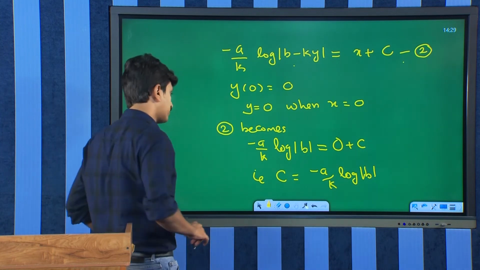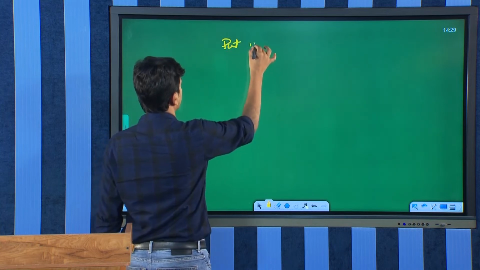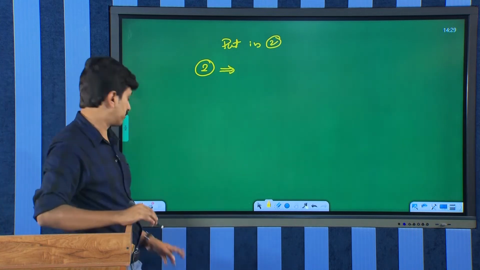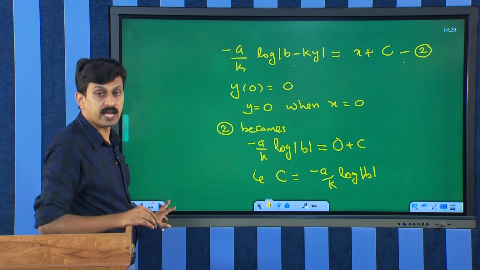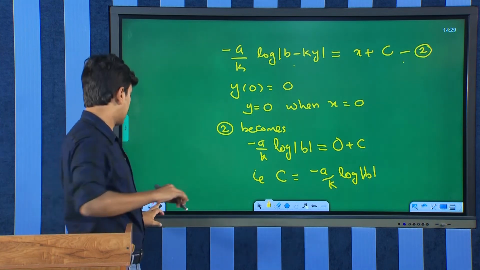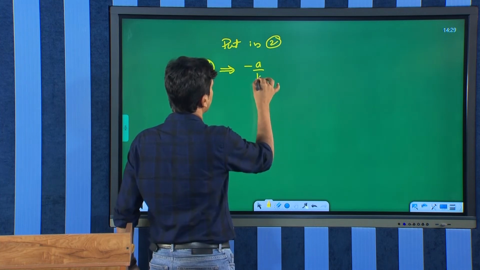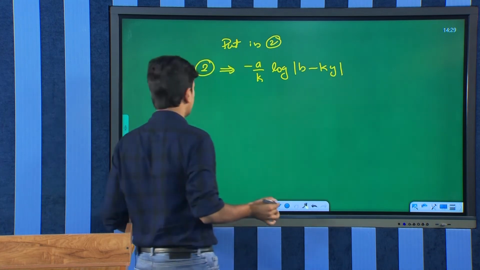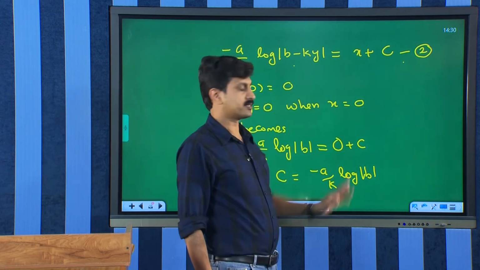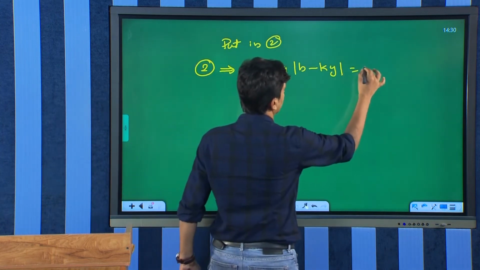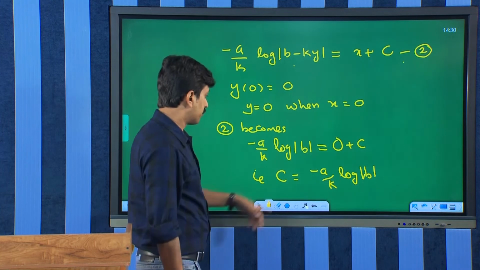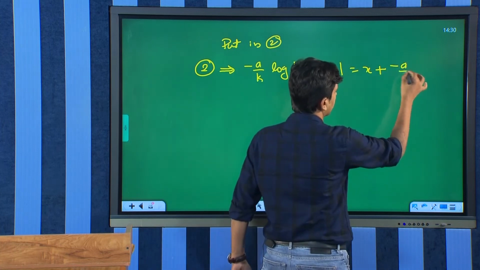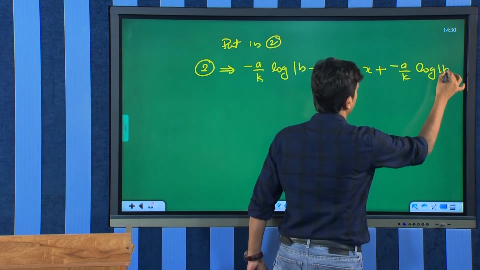So, we put this into equation number 2, which becomes minus a by k log mod b minus ky is equal to x plus the value of c, x plus minus a by k log mod b.